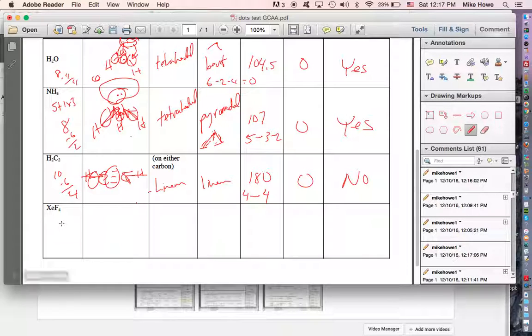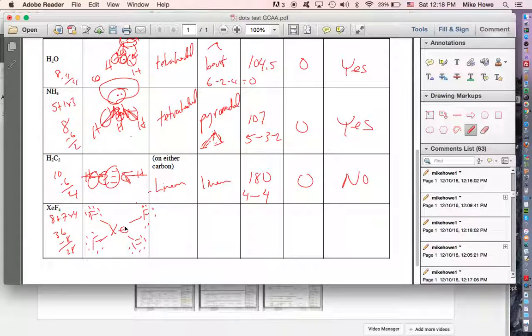Okay, the last one is XeF4. You've got 8 plus 7 times 4, which is 36 valence electrons. You put an Xe in the middle. You put the fluorines around it. Okay, of the 36, now I have 8, so I've got 28 to put in. So I put 1, 2, 3, 4, 5, 6, 7, 8, 9, 10, 11, 12, 13, 14, 15, 16, 17, 18, 19, 20, 21, 22, 23, 24.